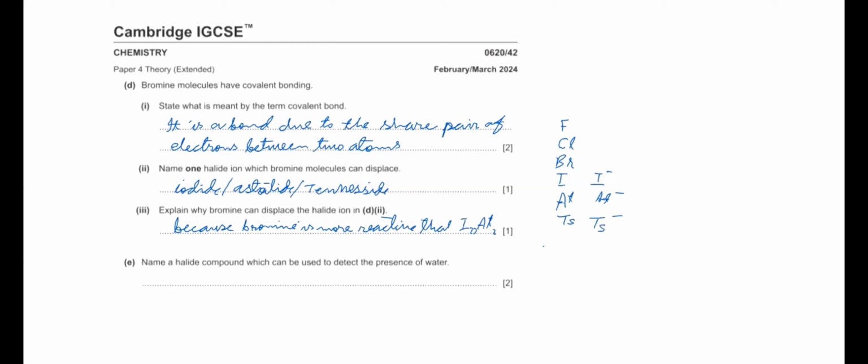Name the halide compound which can be used to detect the presence of water. They are asking about one of the halide compounds. We have learned that this is cobalt(II) chloride. When cobalt(II) chloride is in anhydrous form, then it is blue in color. We should mention the word anhydrous here. So the correct answer is anhydrous cobalt(II) chloride. 1 mark for writing anhydrous and 1 mark for chloride.